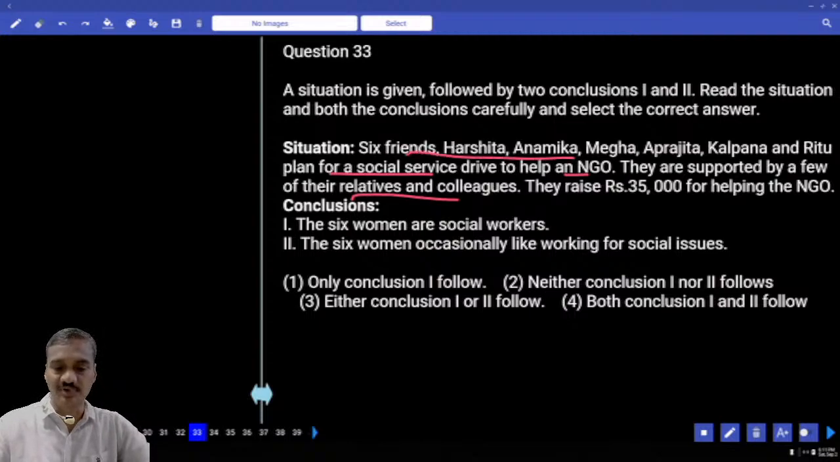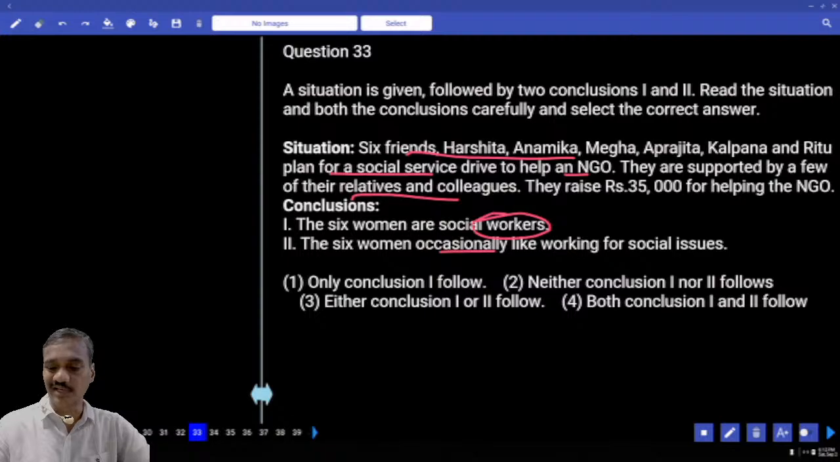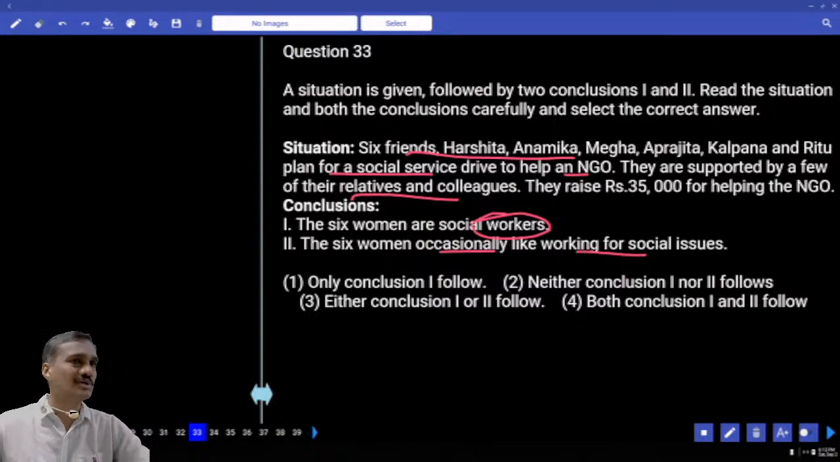Now these 6 people, either these persons are social workers and that is the reason they are trying to help, or these 6 women occasionally like working for social issues. Now between these two, maybe one of these two can be true, isn't it? And so what is your answer? Either one or two choice. Either they are completely the social workers, or on some of the occasions they will do this one.